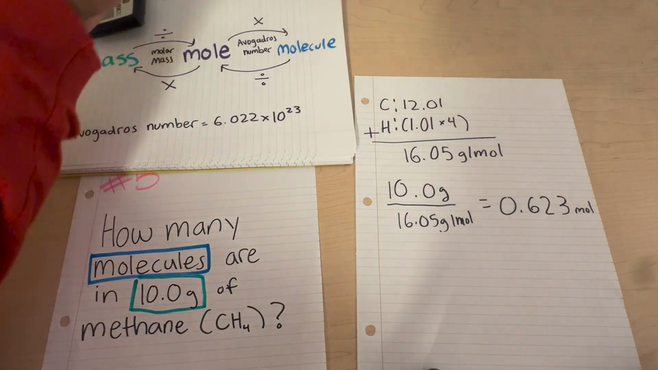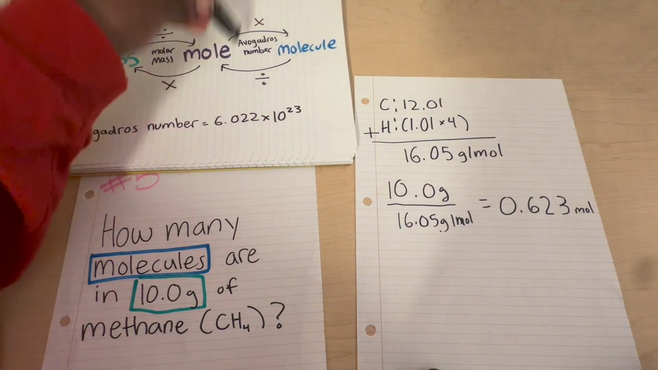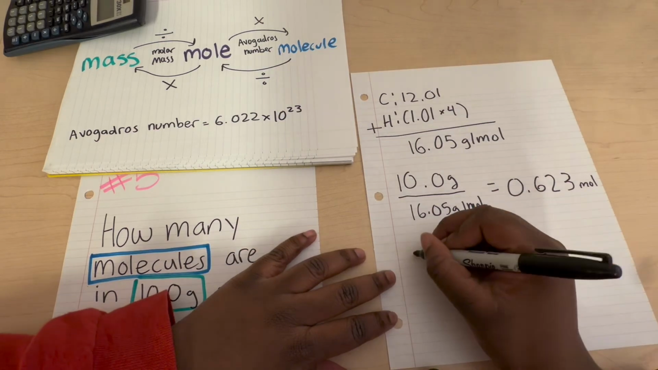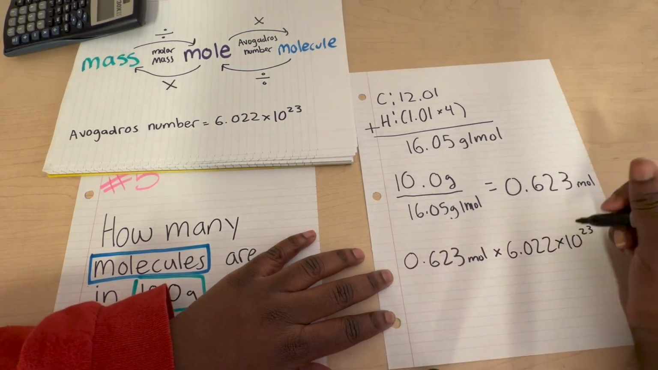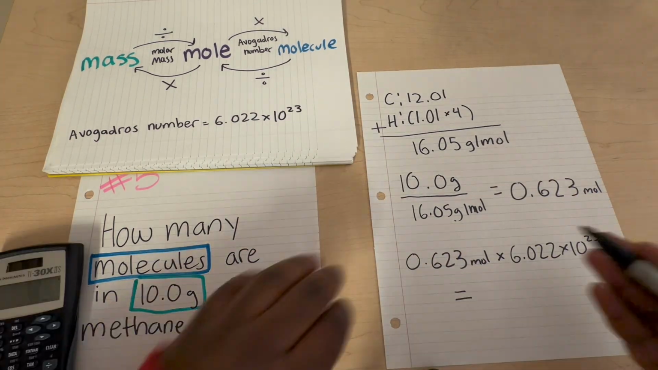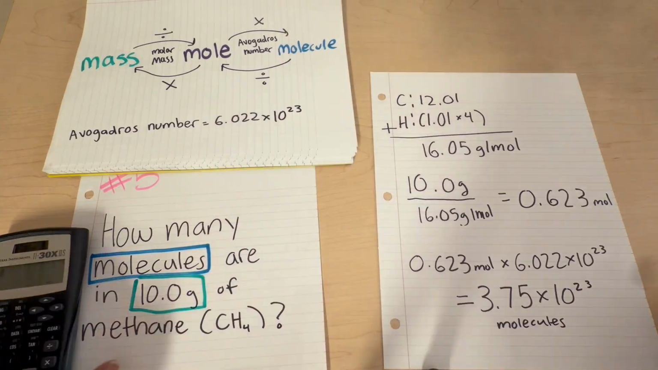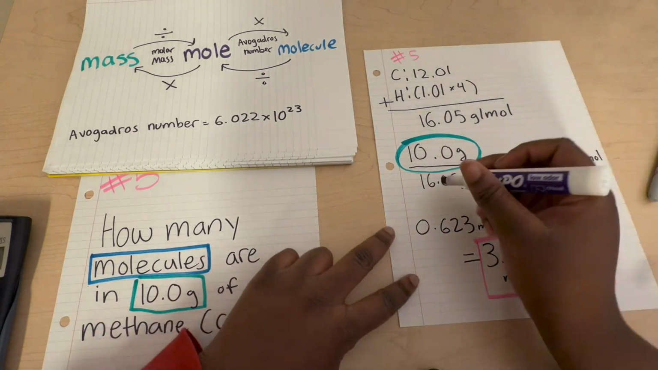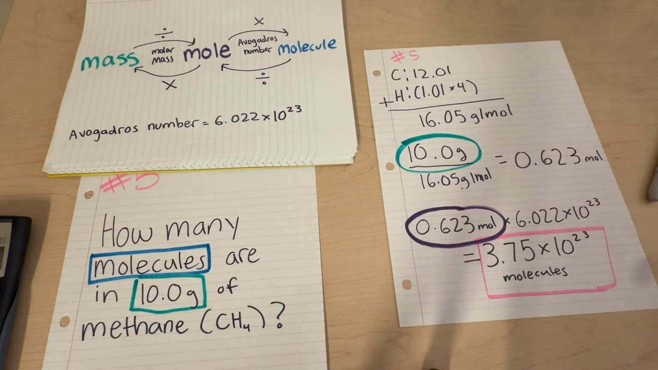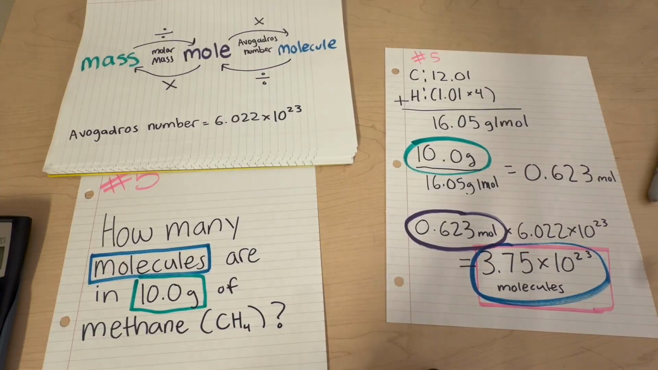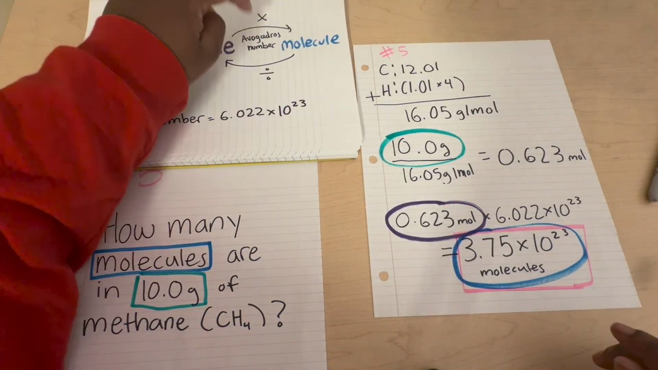And to get from moles to molecules, we multiply by Avogadro's number. So our answer is 3.75 times 10 to the 23rd molecules. This was a heavy problem. We'll do one more similar to this.